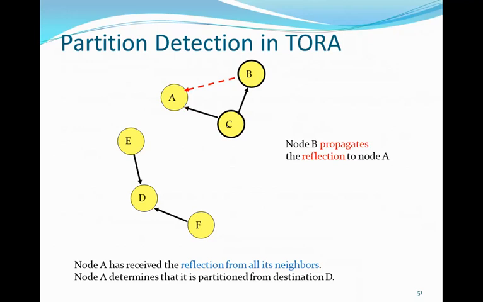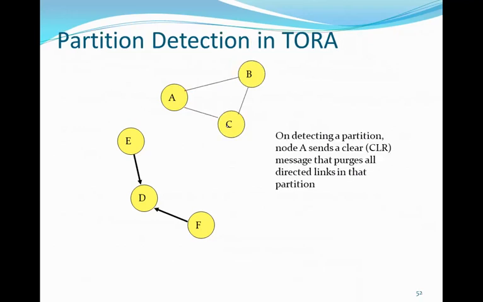Node A also received the reflection from its neighbor. Node A also determined that it is partitioned from node D. So after looking at all the possibilities, we detect the partition of node A from node E. Therefore, node A sends a clear message that purges all directed links in that partition.